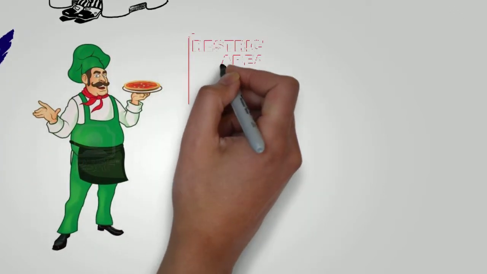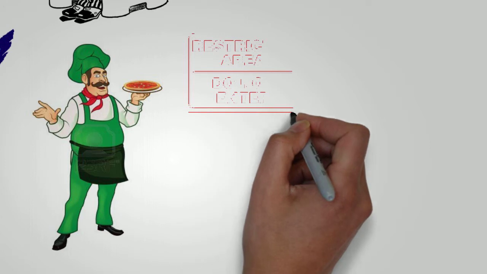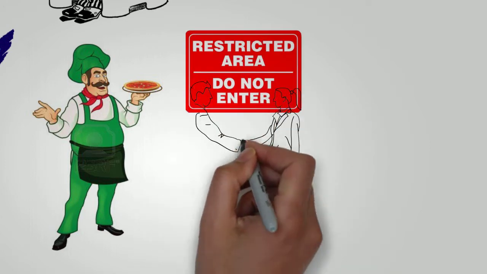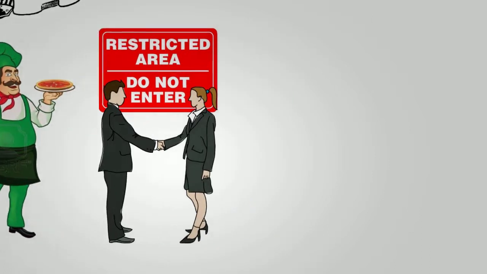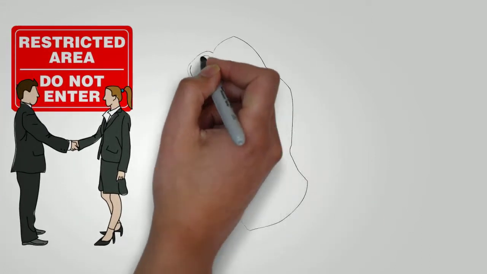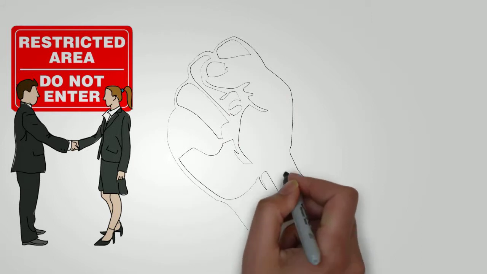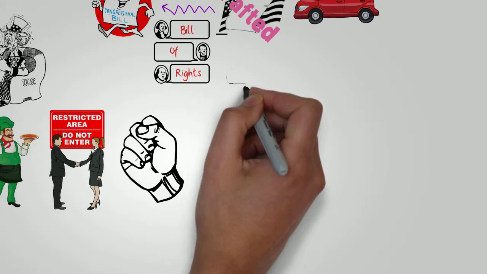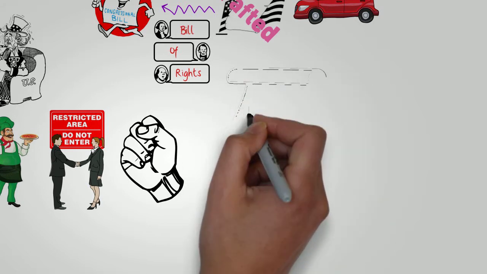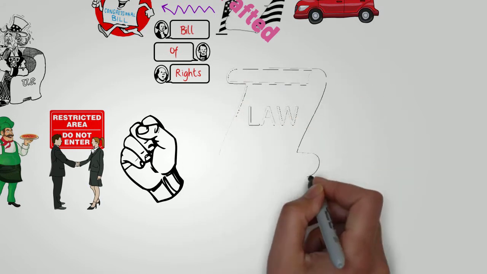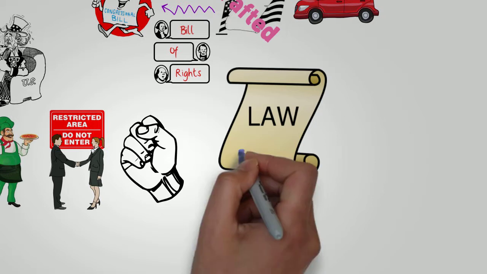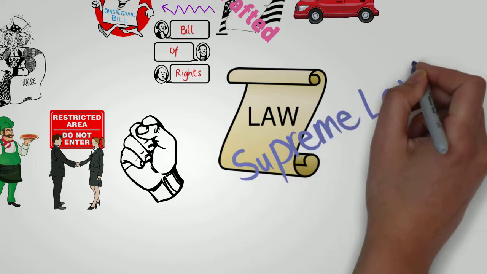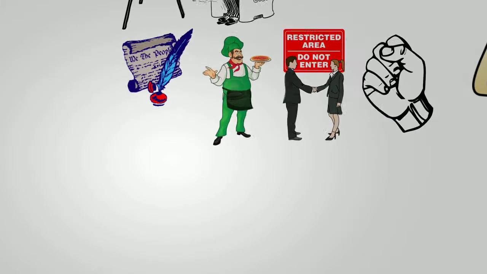Number 5, reserved powers are powers that belong strictly to the states. Number 6, concurrent powers are powers that both the national government and the states have. Number 7, the elastic clause is the part of Article 1, Section 8 of the Constitution that gives Congress the right to make all laws. Number 8, the supremacy clause is a statement in Article 6 of the Constitution establishing that the Constitution, laws passed by the Congress, and treaties of the U.S. shall be the supreme law of the land.